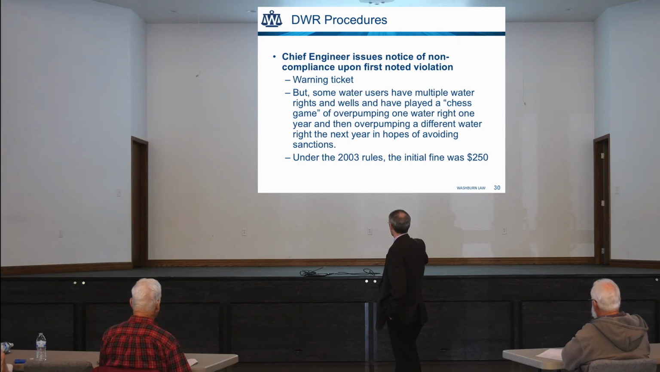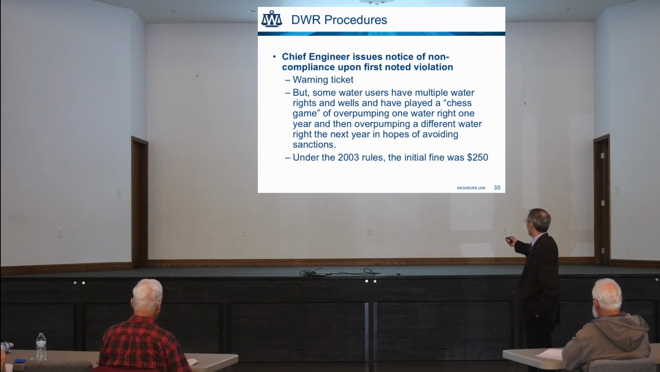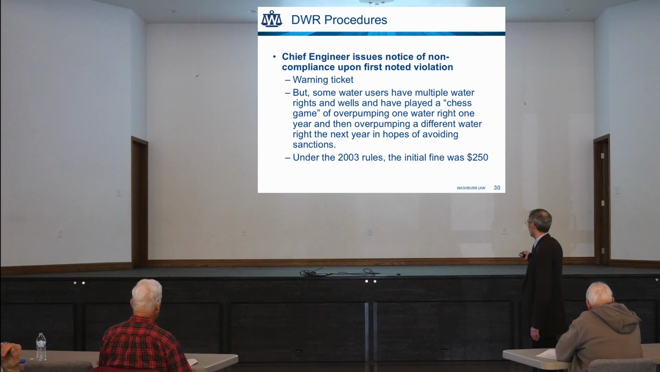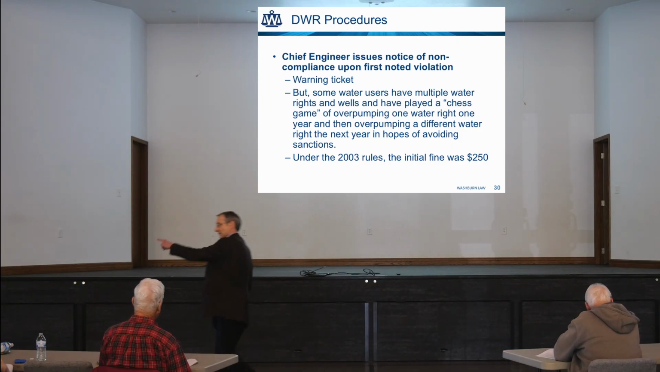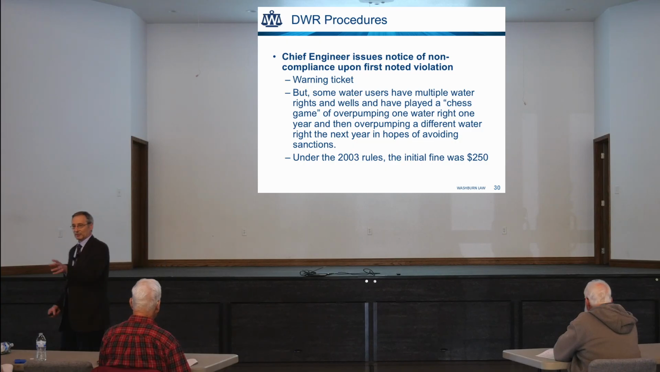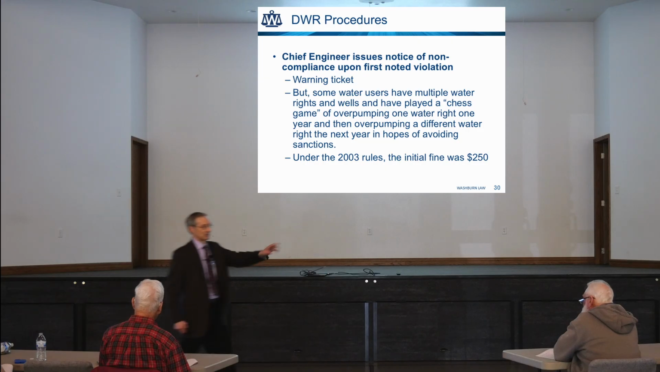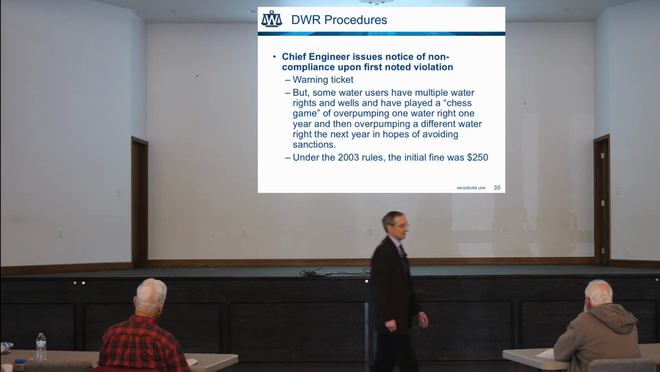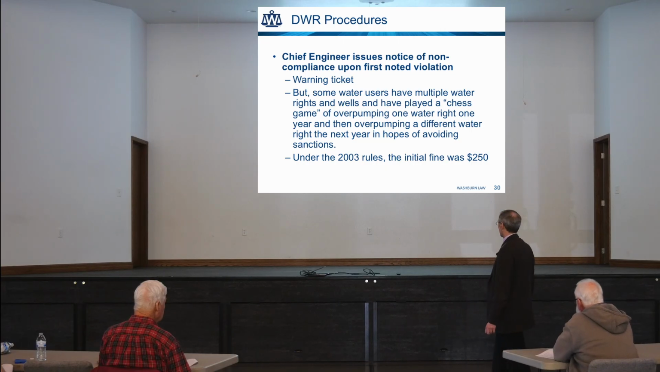Some water users have multiple water rights and wells, and they play a chess game. That's what I call it. They'll say, well, we'll overpump one water right 1 year. We'll get a warning ticket on that one. Oh, we'll clean that one up. And then they go overpump a different water right the next year, in hopes of avoiding the sanctions, because that's a different water right. So if you have multiple of these, you can rack up multiple warning tickets and you still haven't been fined yet, and you just overpumped your right. That was happening 20 years ago. The Division of Water Resources kind of caught on to that.